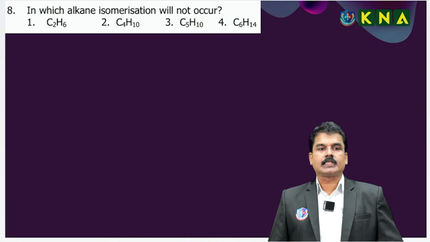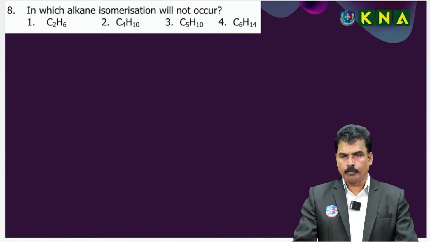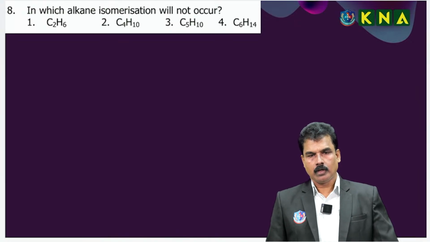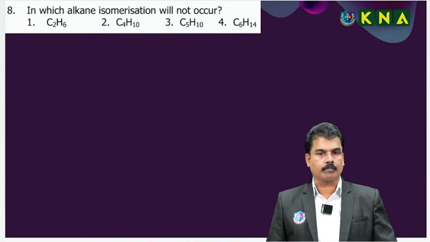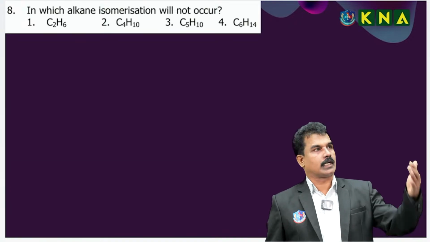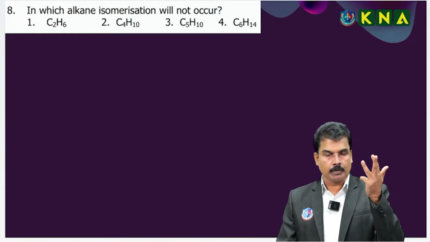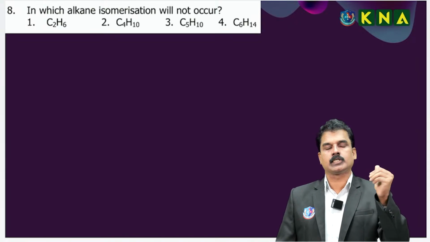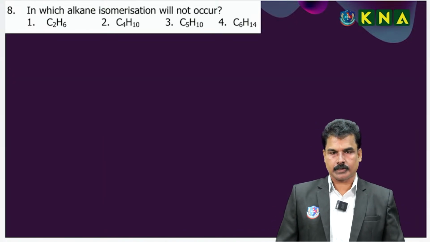Eighth question: in which alkane will isomerization not occur? Isomerism is an important topic in chemistry. We are studying a variety of isomerism, structural isomerism and stereoisomerism. In structural isomerism we learned different categories: chain isomerism, position isomerism, functional isomerism, metamerism, tautomerism. These are the main structural isomerisms.